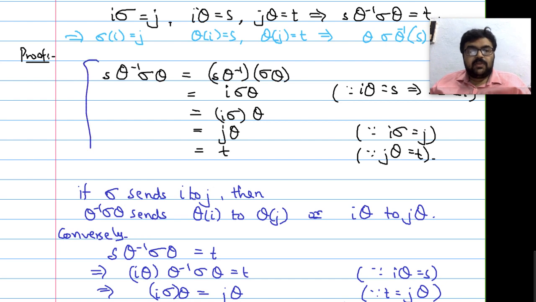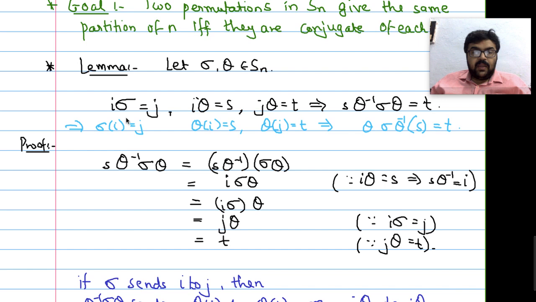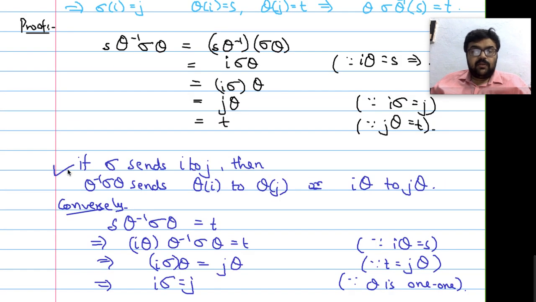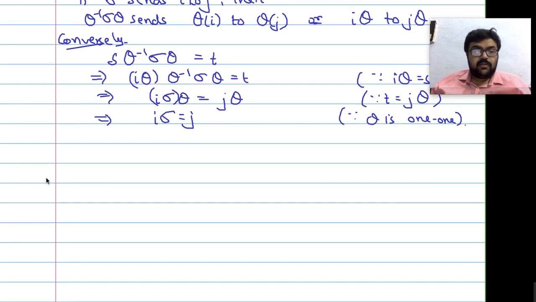Proof is only this much that we have done. So there is nothing to it, but the converse part we are also just looking into. And so what is the conclusion? If sigma sends I to j, this is the conclusion, then theta inverse sigma theta sends theta I to theta j. This is our conclusion, right? So let me write that remark again. Whatever we have written, I write again here as a remark.